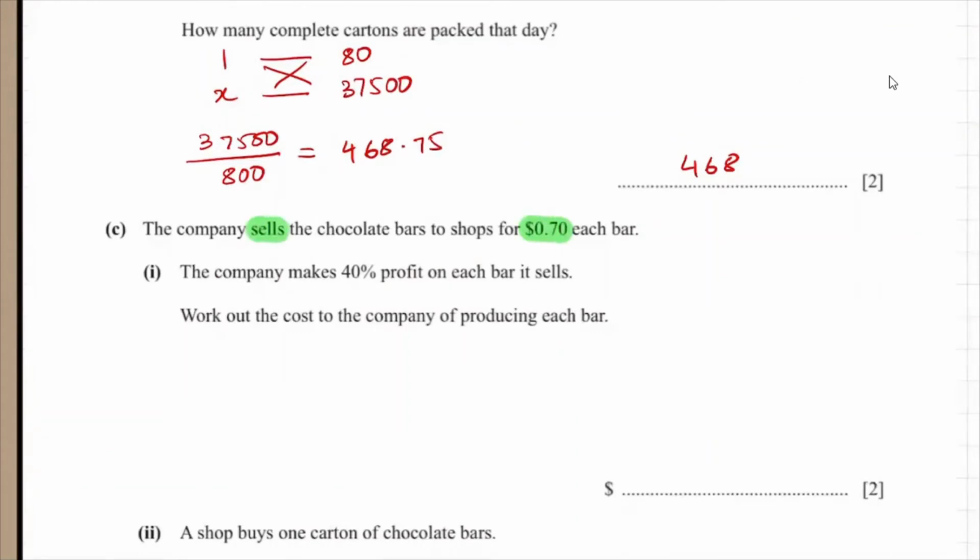So I'm going to note it down that this is the selling price. The company makes 40% profit on each bar it sells. Work out the cost price. So I have to work out the cost price here.